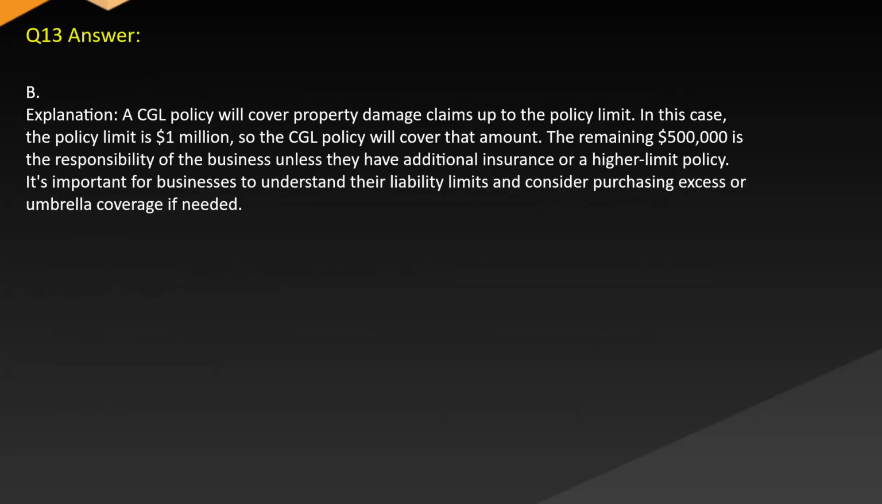Answer: B. Explanation: A CGL policy will cover property damage claims up to the policy limit. In this case, the policy limit is $1 million, so the CGL policy will cover that amount. The remaining $500,000 is the responsibility of the business unless they have additional insurance or a higher limit policy. It's important for businesses to understand their liability limits and consider purchasing excess or umbrella coverage if needed.